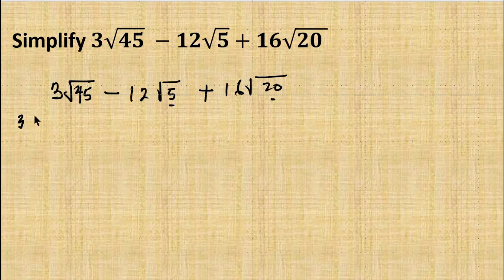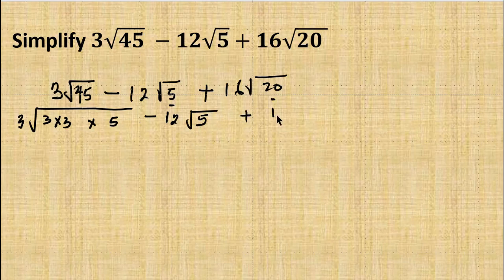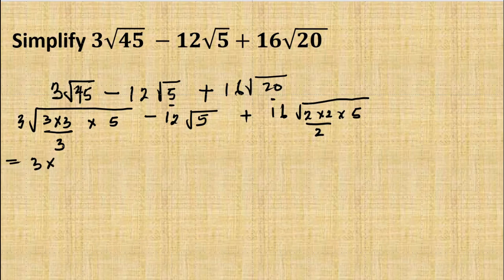This is 3. The root of 45, I can write this as 3 times 3, that is 9, times 5, minus 12. Now, I simply have the root of 5. I can't break that any further. Plus 16. The root of 20, I can write that as 2 times 2, which is 4 times 5. Now, this is 3 here. I can leave 5. Then I have 2. This is 2. This expression now becomes 3 times 3.